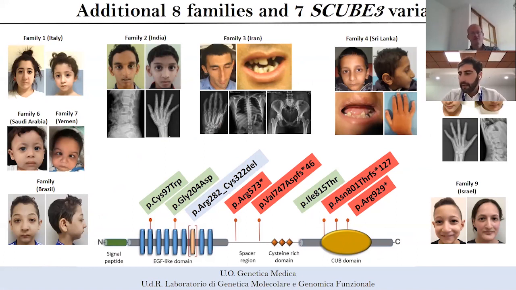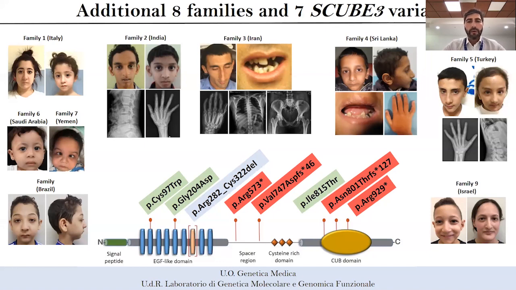So as Alistair said, we collected 9 families and 8 CUBE3 variants. This collection was made by networking powered by GeneMatcher. The clinical profile was quite consistent and characterized by, as is shown here, short stature, microcephaly, long and triangular face, dental anomalies, and a large amount of skeletal defects, including bone immaturity.